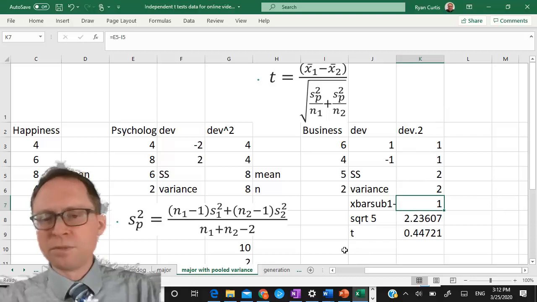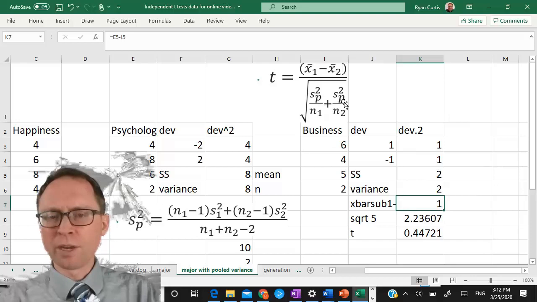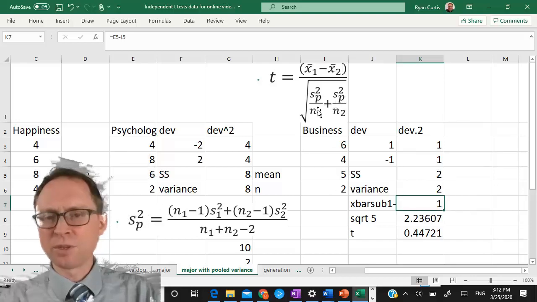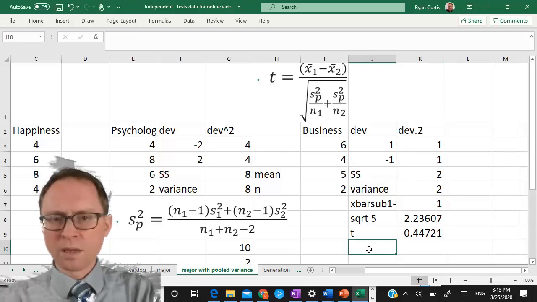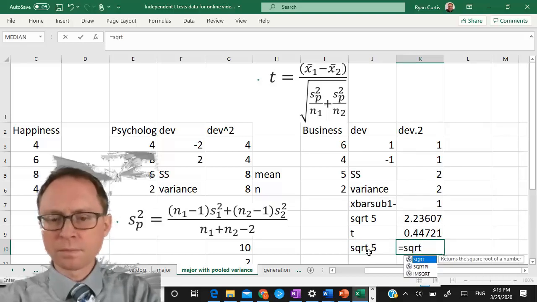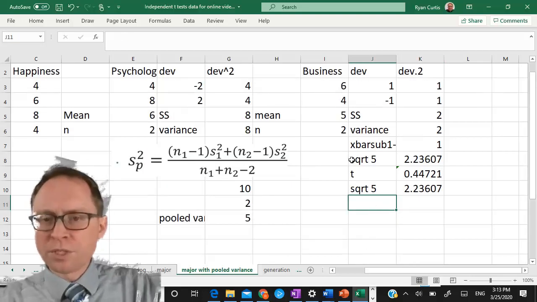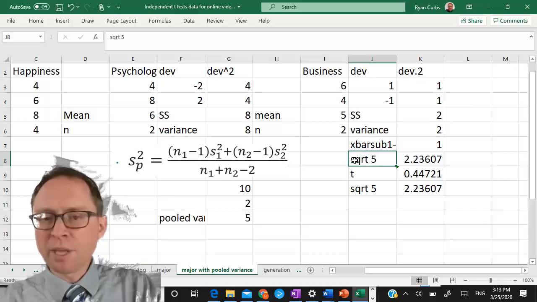So what we need, just to know what we're talking about, the pooled variance here is 5 divided by n sub 1, which is 2. So that's going to be 2.5, plus the pooled variance 5 divided by n sub 2, which is 2. That's 2.5. 2.5 plus 2.5 equals 5. So right here, we're going to get this. We need to get the square root of that. So we need the square root of 5. And that is 2.23607.